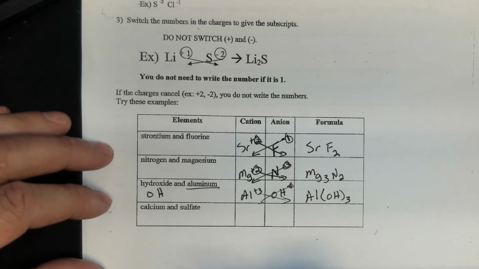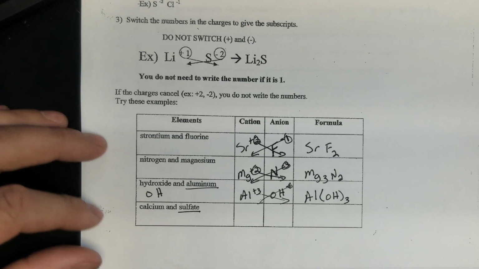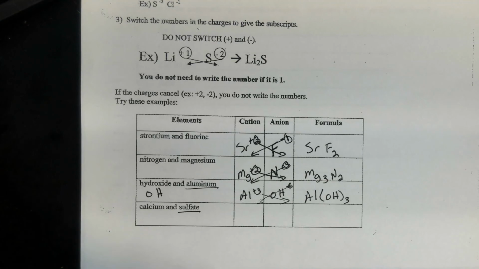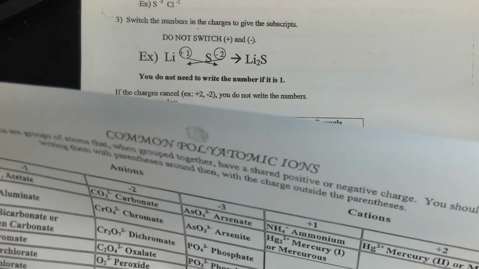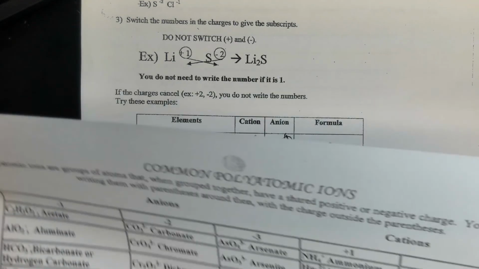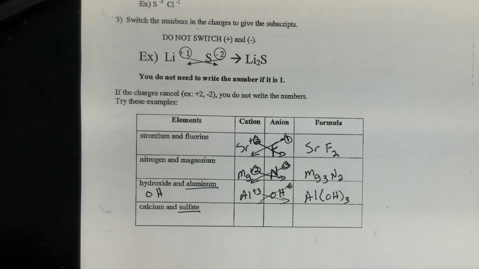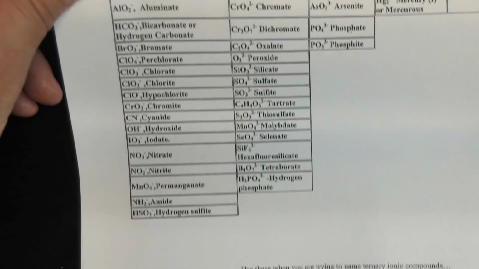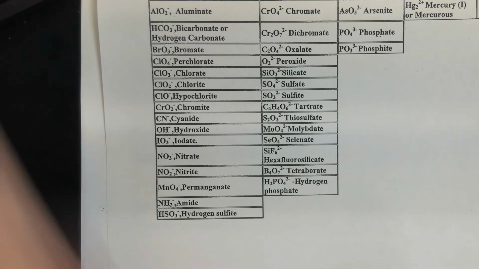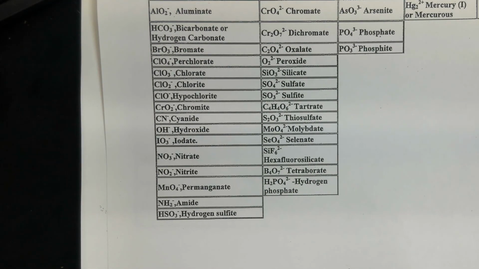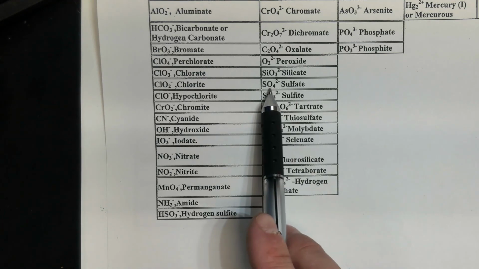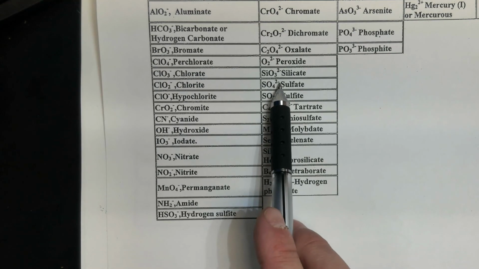And the last one, sulfate, is also on the polyatomic ion chart. So if it ends in an ATE or an ITE, it's going to be a polyatomic ion in this class. So we're going to find sulfate. Sulfate is going to be in that -2 column. It's going to be right here. It's going to be an SO4, -2.